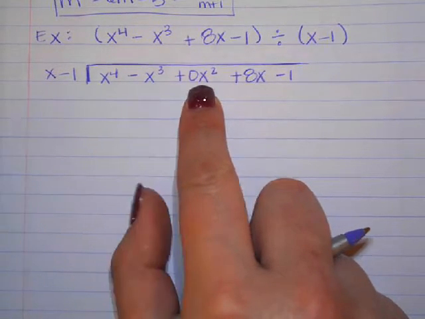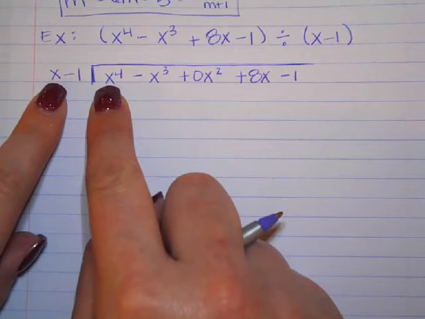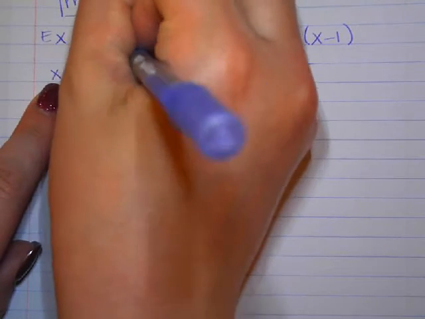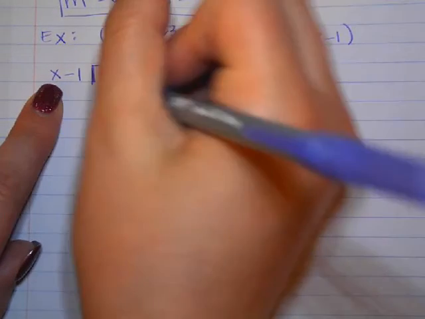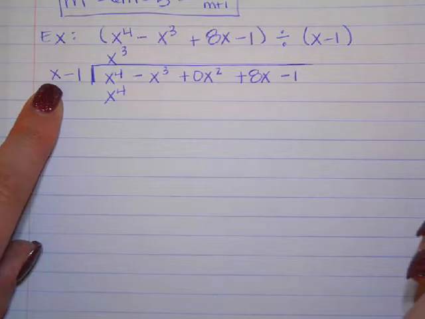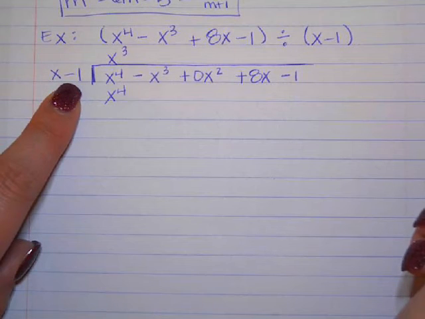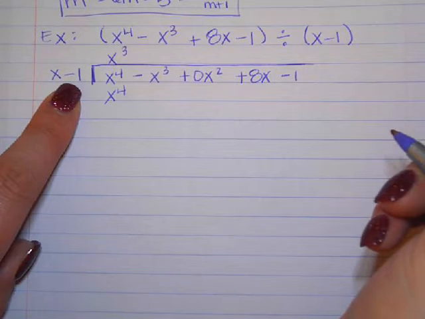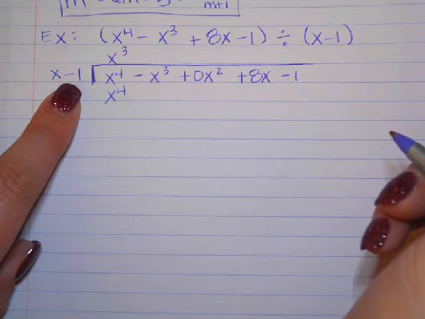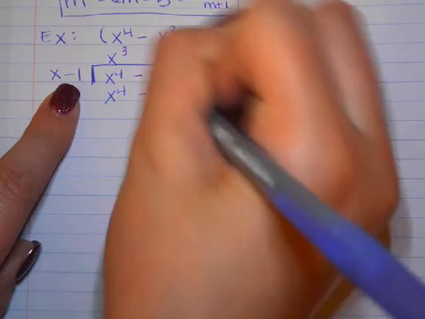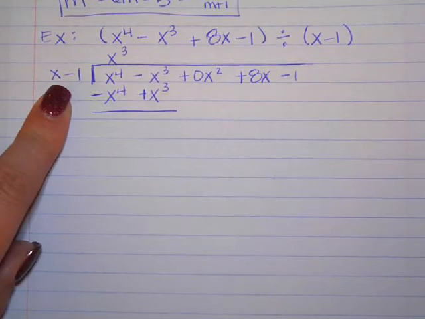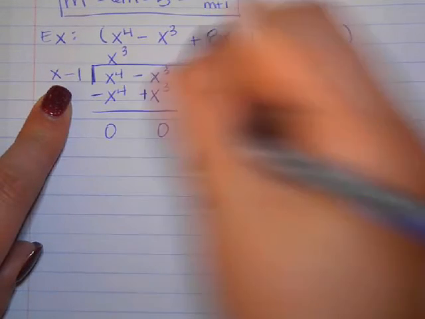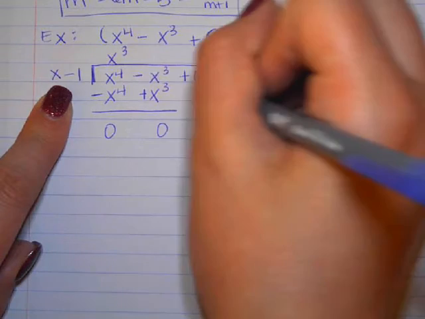Okay? All right, so I'm going to say x multiplied by what is x to the 4th? X cubed. Okay, and then what do I do? Multiply x cubed by the stuff in the front. So x to the 4th, and then negative x cubed. We draw the line. We change the signs. And then something weird happens. Yeah, you get 0. You see that? We drop down the next one.